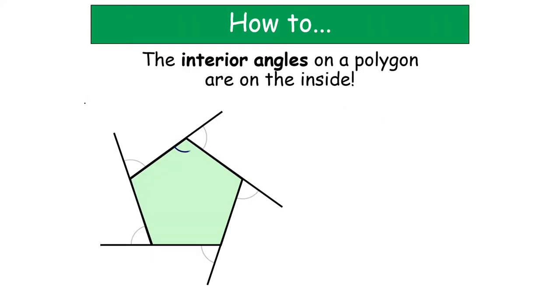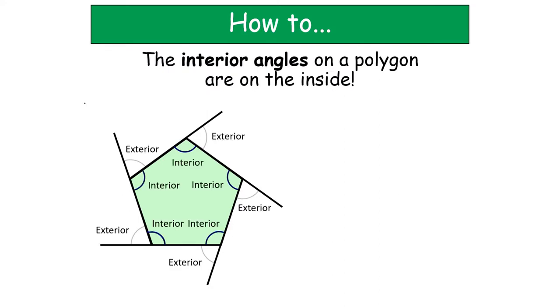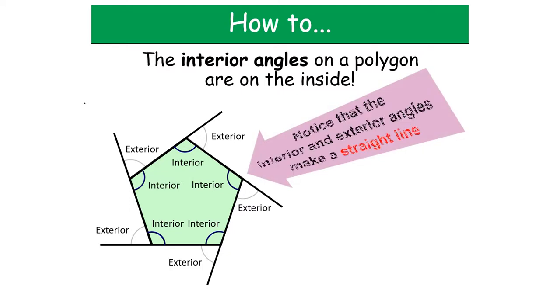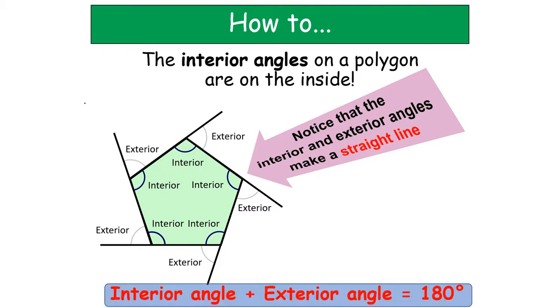Now, an interior angle of a polygon is on the inside, we already know that, and therefore our exterior angles are on the outside. You'll notice that when our interior and exterior angles are joined together, they're on a straight line, and angles on a straight line add up to 180. So if a question asks you to find the exterior angle and gives you the interior angle, all you have to do is do 180 subtracted by whichever angle they've given you.